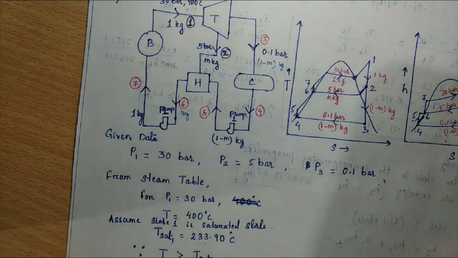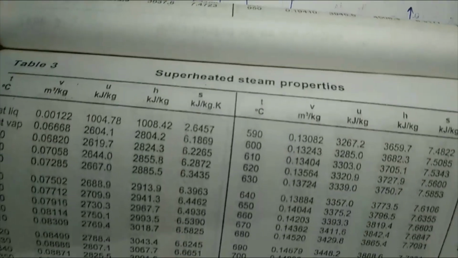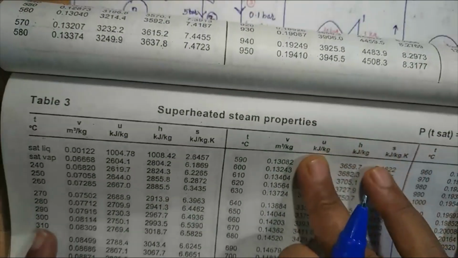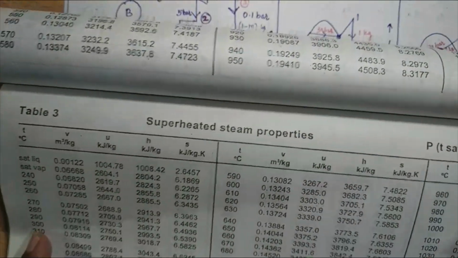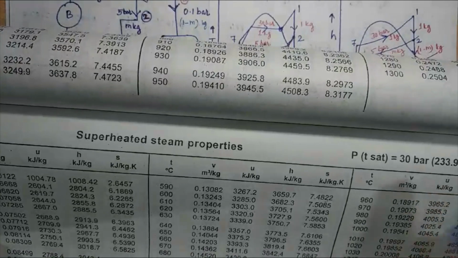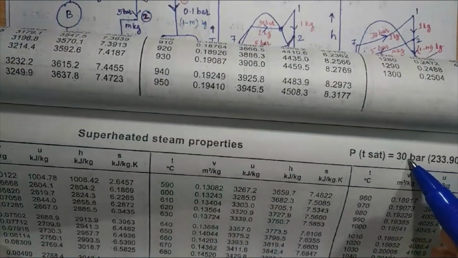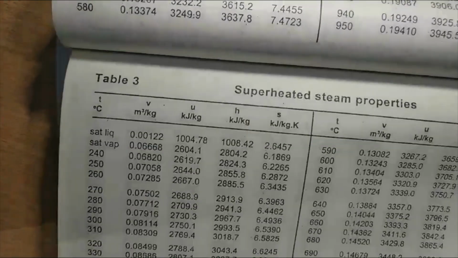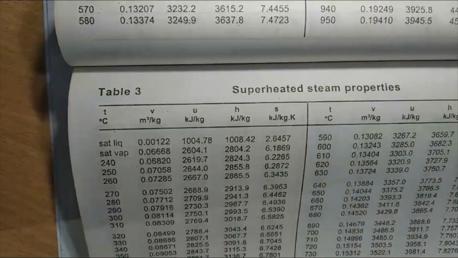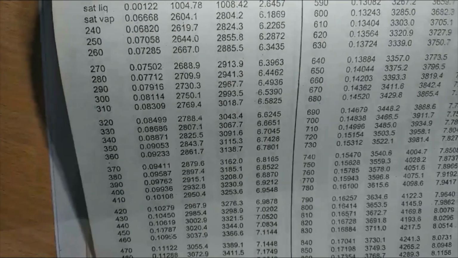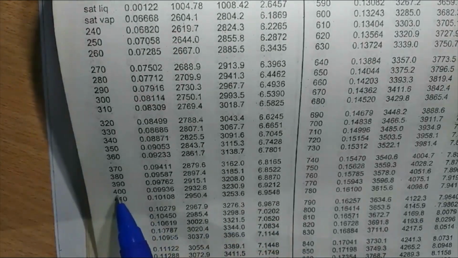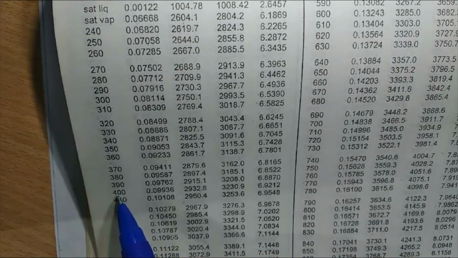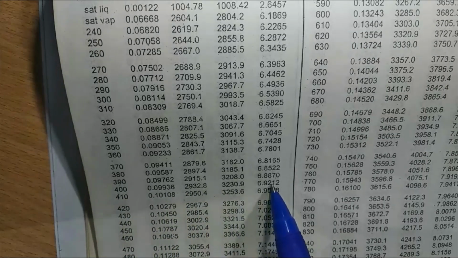Now I have opened the superheated table. For the superheated table, which pressure do I have to consider? The 30 bar pressure. So the 30 bar page is opened here. For 30 bar, the temperature given is 400 degrees Celsius. For 400 degrees Celsius, these are the corresponding properties.